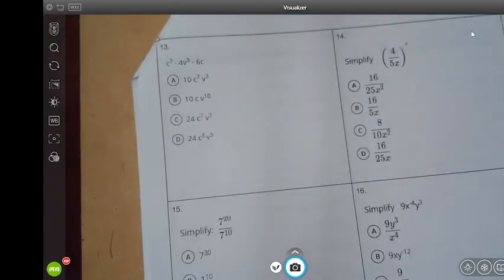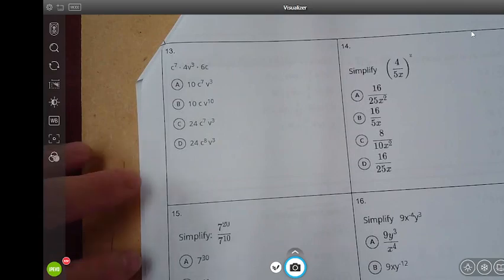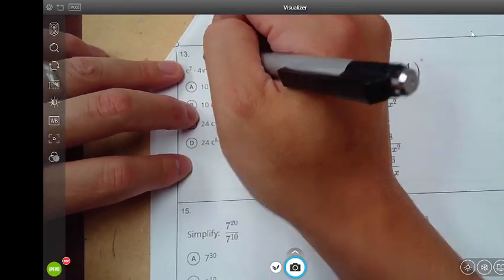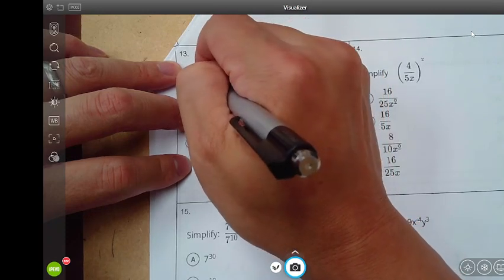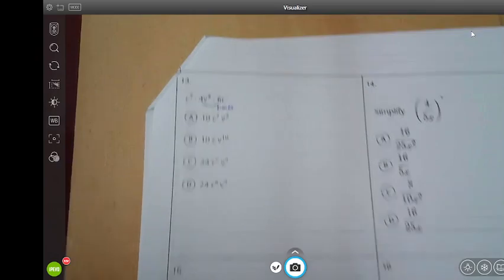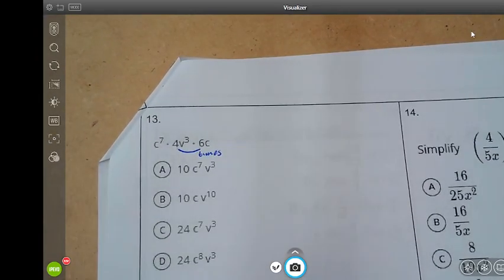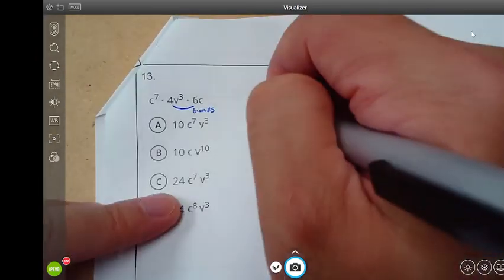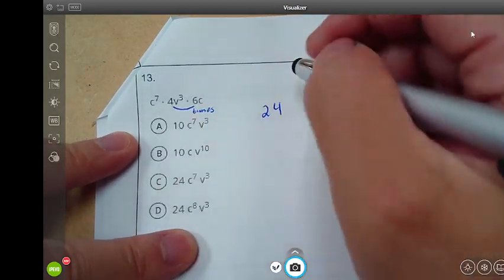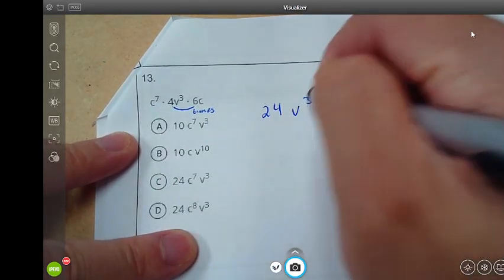Okay, next one. Number 13. All right, so we have some coefficients here. This is a multiplication problem, okay? So the coefficients of 4 and 6, we're going to times those. Okay, we're going to times the 4 and the 6 together. All right, so 4 times 6, that's 24. There is no other v, so I'm going to just bring over the v to the third.